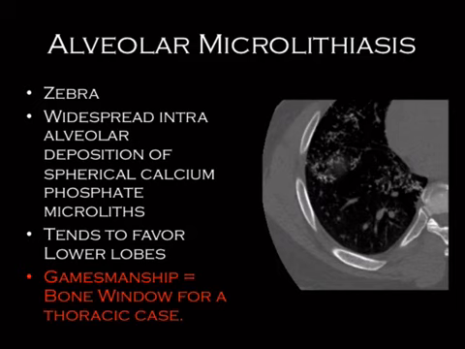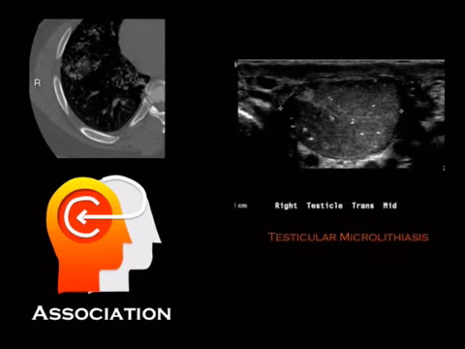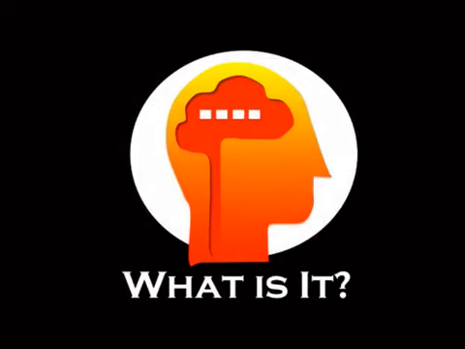So this is basically deposition of calcium phosphate. It tends to affect the lower lobes, and the trick is that they're going to show it on a bone window. Pulmonary finding on a bone window. So there is an association, which is easy to remember, testicular microlithiasis. Remember, this is the controversial entity that may or may not be associated with testicular seminoma. It looks like there's dense things being deposited, so it makes sense that those entities would go together.